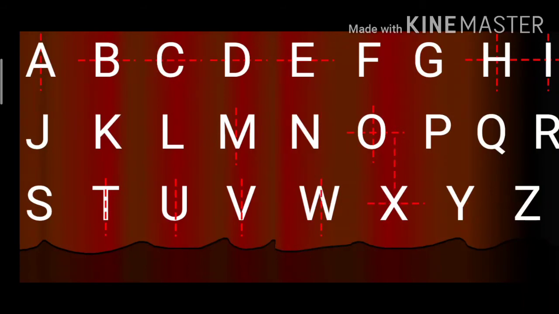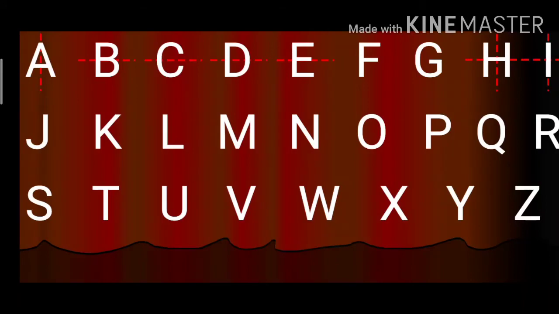N, O, P, Q, R and S have no line of symmetry. T has 1 line of symmetry. U, V and W have 1 line of symmetry. X has 2 lines of symmetry. Y has 1 line of symmetry and Z has 0 line of symmetry.